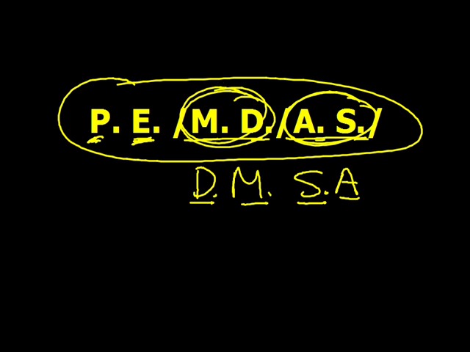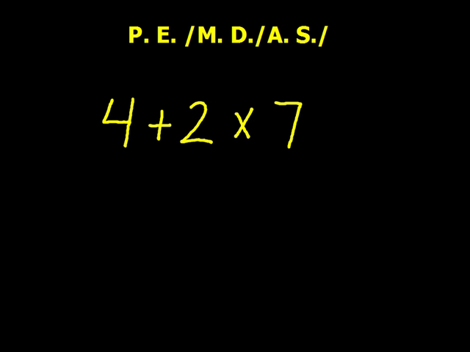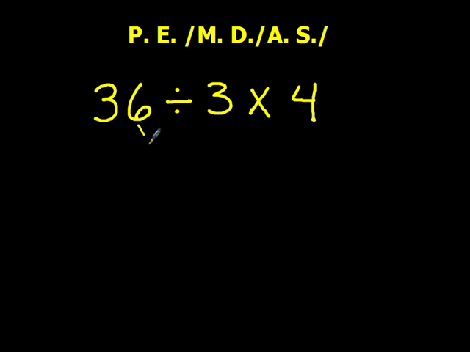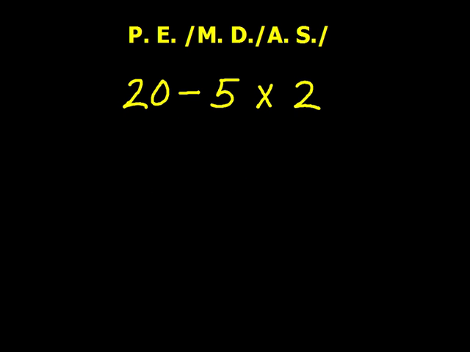Now this lesson goes by pretty quickly, so if at any point you fall behind, just hit the pause button, rewind a little bit, get caught up, and then hit play when you're ready. So here we go, hang on tight. 2 times 4, 17, plus 4, the answer is 18. Next we have 36 divided by 3 is 12, times 4 is 48. Next we have 5 times 2 is 10, 20 minus 10 is 10.